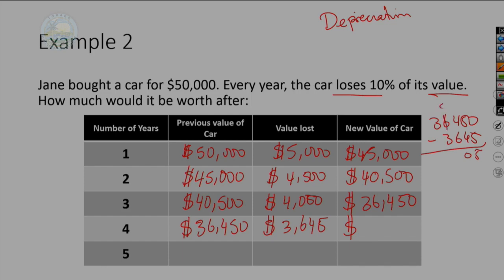So 5, 8, 2, 3. $32,805. And similarly, the last step, same thing. The beginning of year 5, the car was now worth $32,805. It lost 10% of that, so that's $3,280.50. And now we'll have to take away $3,280.50 from that.